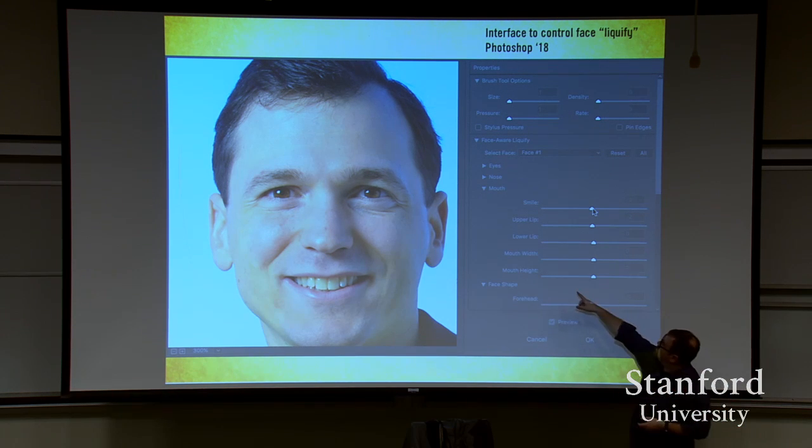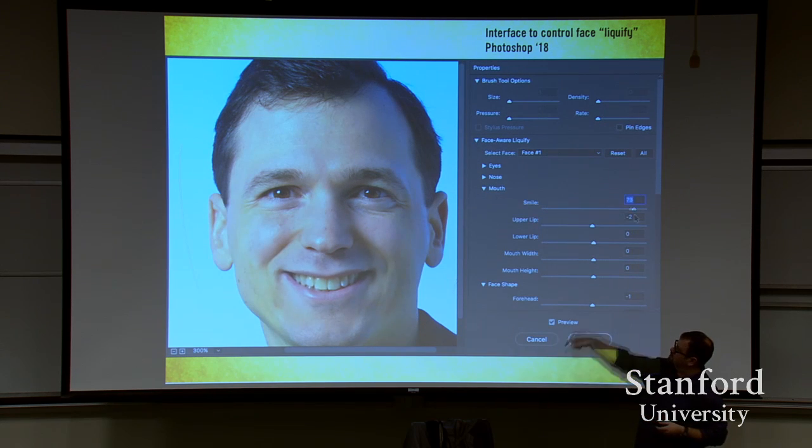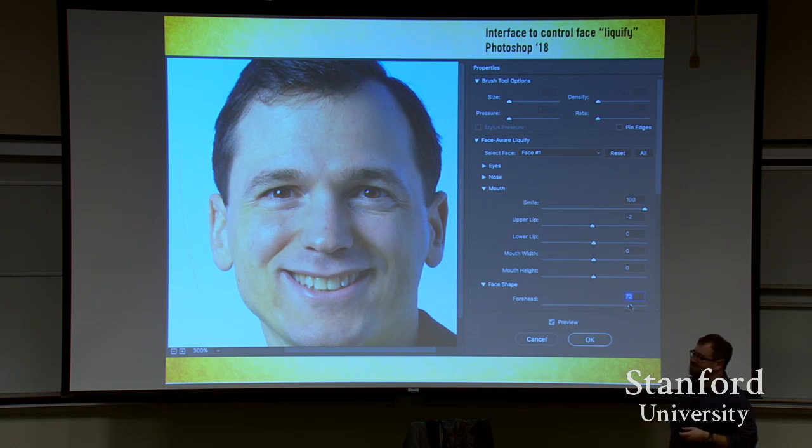It is a feature of Photoshop. You might not be able to read the sliders over here. It's a smile, upper lip, lower lip, whatever. And if I manipulate the slider, the forehead gets a little bigger, sorry. This is another AI-ish feature. Basically, it figures out what the face is, builds anchor points and all this.